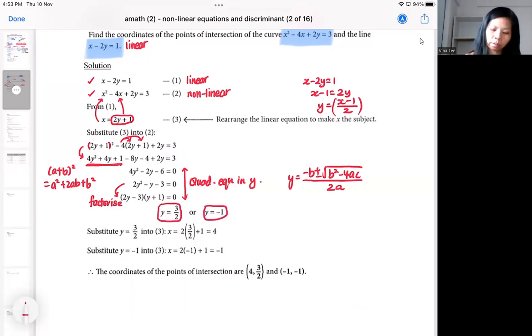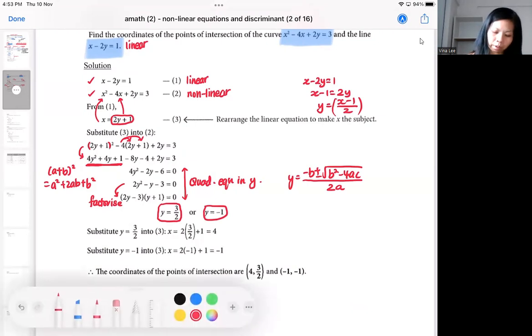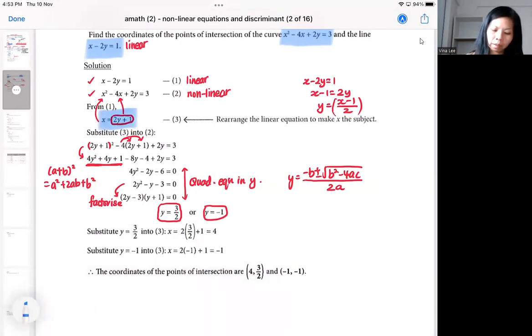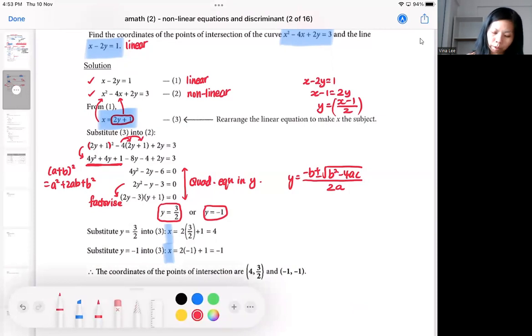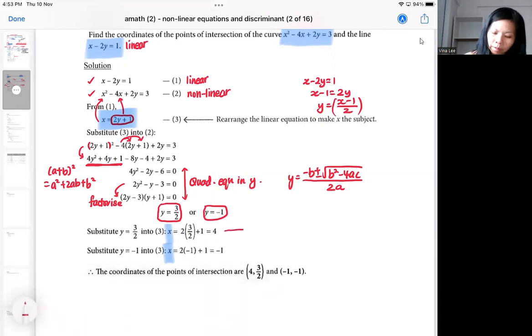which of course you need to sub back into your equation. You sub back into your X. So if you sub back into your X, you get a pair of solutions. So remember, this is a pair of solutions. The pair will be X equal to this and Y equal to this.